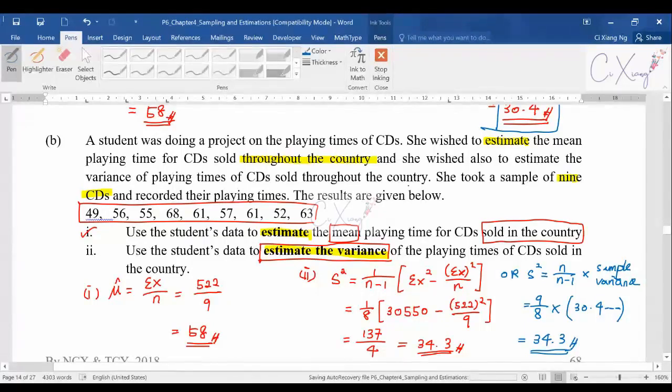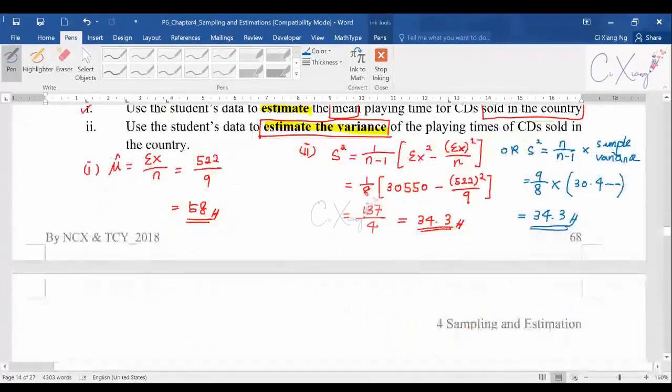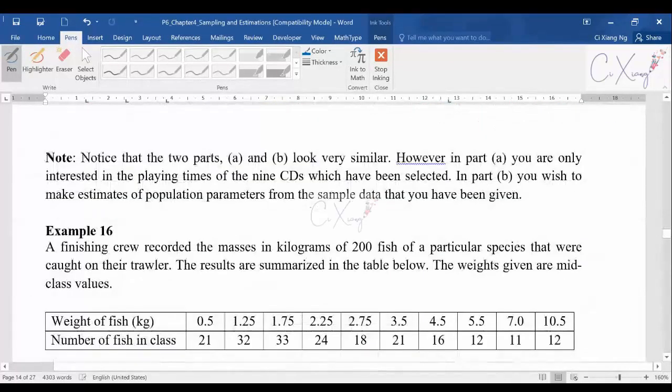In short, you can see that I put a small note at the bottom of this part. Part A and part B are very similar. However, in part A, you are only interested in playing times of the 9 CD. Then for part B, you want to estimate the population parameter. That's why part B is the estimation question. So usually you look for the words estimate or unbiased estimation as a hint to apply this formula in this part.